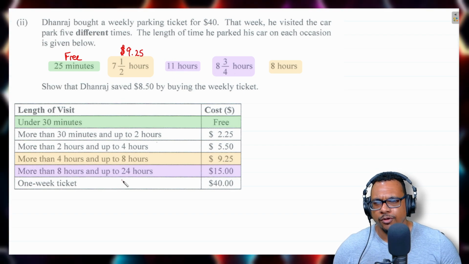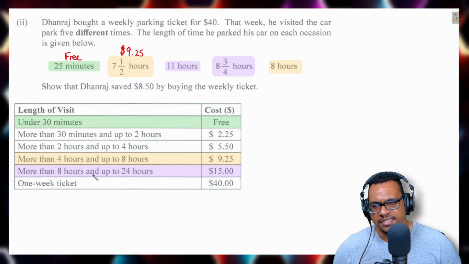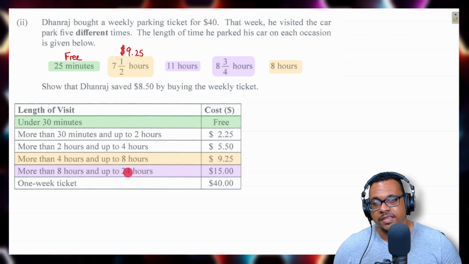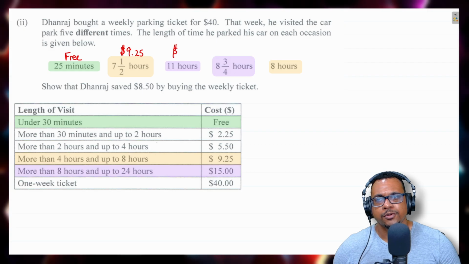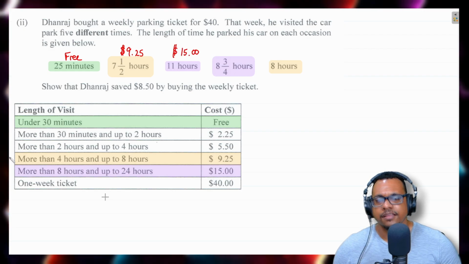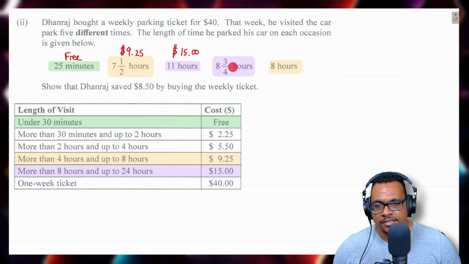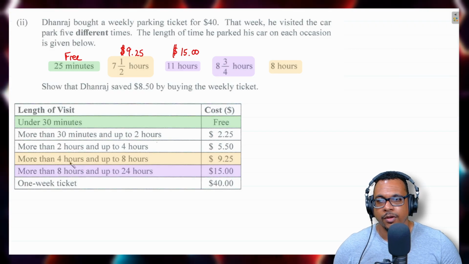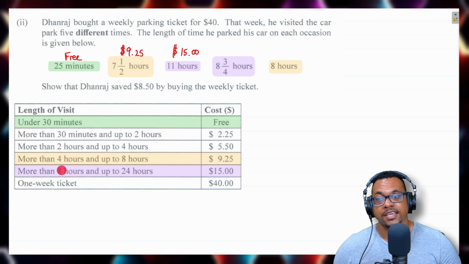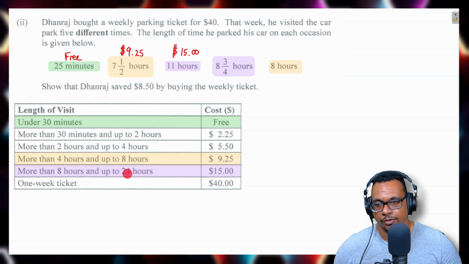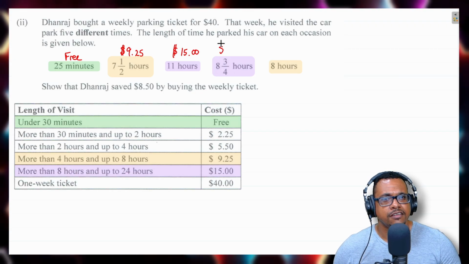Then next we have 11 hours. So 11 hours will fall in this range, more than 8 hours and up to 24 hours, and that will be $15. So for 11 hours, that will cost $15. Then we have 8.75 hours. Let's see where that falls. Well, it wouldn't fall here because it's more than 8 hours. So again, that will fall within here, 8 hours up to 24 hours. So that will be a further $15.